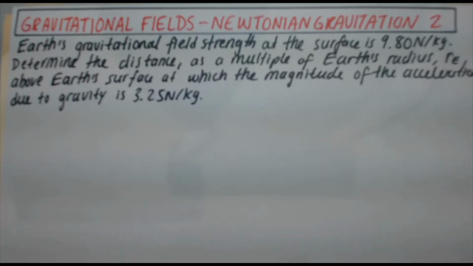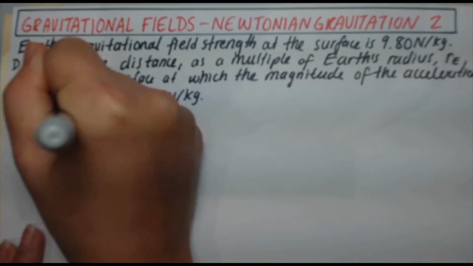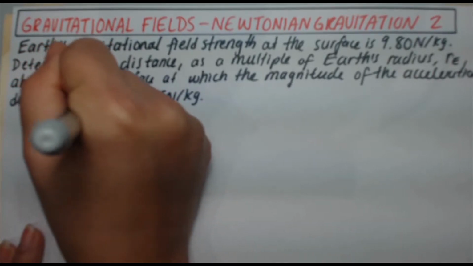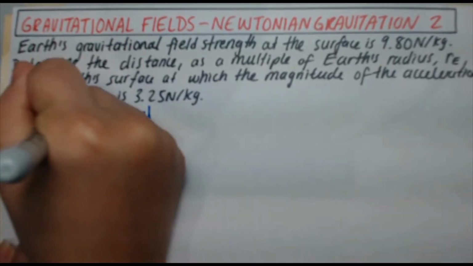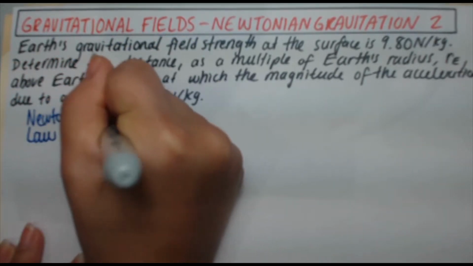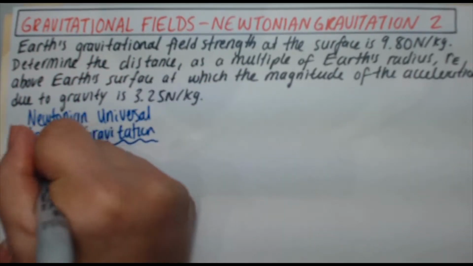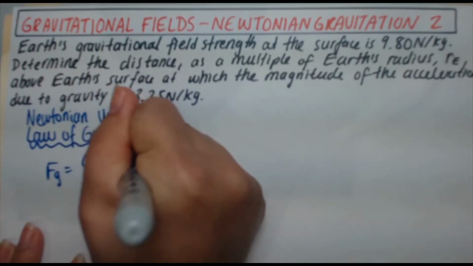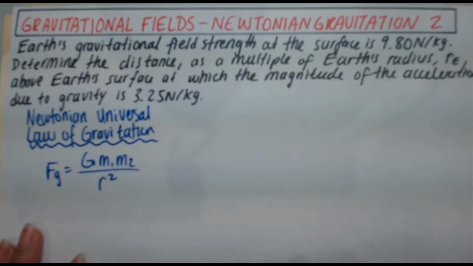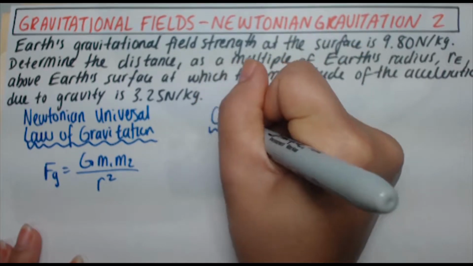Now, similar things to this were covered in video 143, Newtonian Gravitation 1. But to quickly go over what was done in that video, the universal law of gravitation looks like this. You've got your force of gravity equal to your gravitational constant, mass 1, mass 2, over the distance between their centers squared. Now, on Earth, the equation becomes much simpler, right?